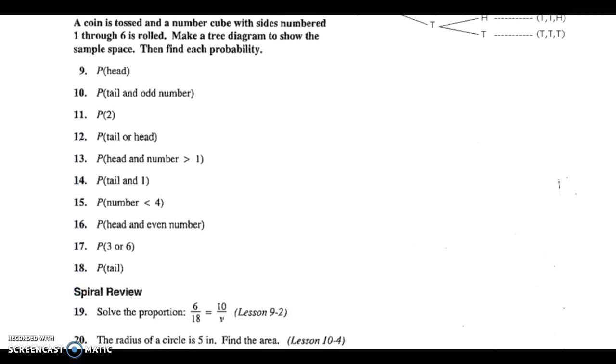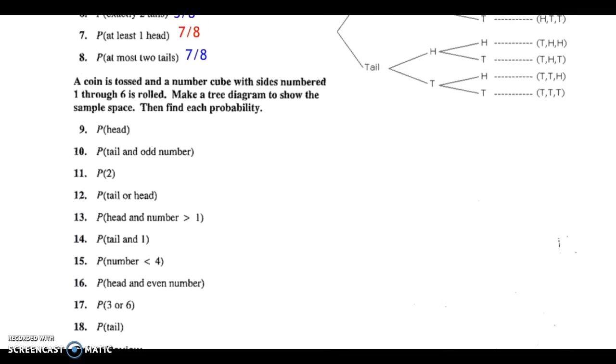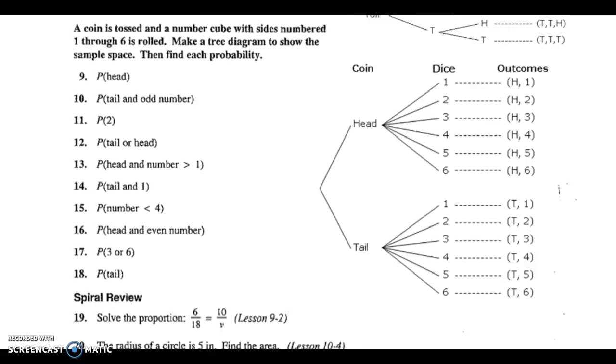For numbers 9 through 18, they're using a different tree diagram. I'll let you pause the video, draw that tree diagram, and try to determine the sample space, and then we'll take it from there. Alright, here's the tree diagram. Again, online mathlearning.com was very helpful in providing this tree diagram.